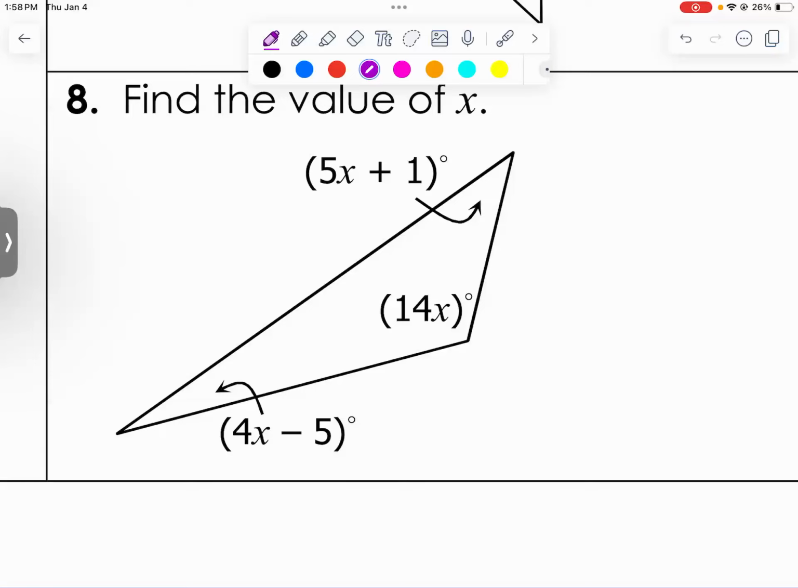I have 18 cards. I should have 25. 19, 20, 21, 22, 23, 24, 25. Okay.